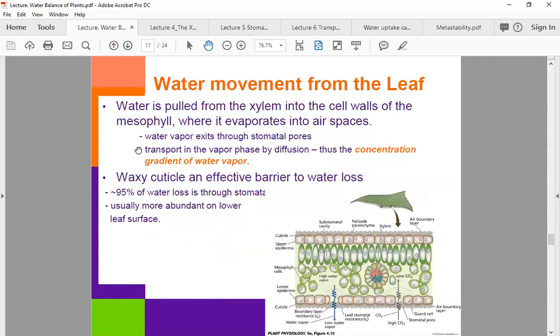That's pretty straightforward. Thus, transpiration itself, or movement of water vapour out of the leaf air spaces, is driven by the concentration gradient of the water vapour. That's the major driving force behind transpiration. We know that the waxy cuticle is a very good barrier to water loss from other cells. About 95% of water loss is through the stomata, but there is a little bit lost through the cuticle.